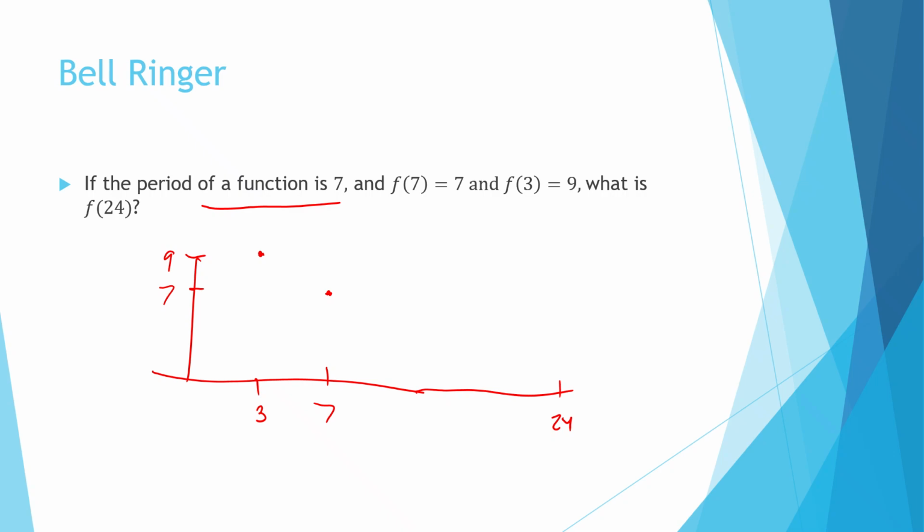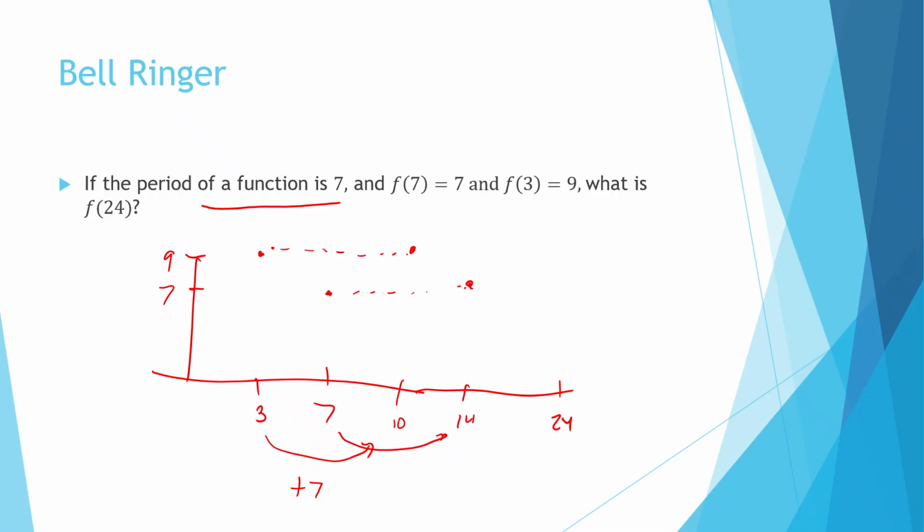One thing that we know about periodic functions is that if you take that x value of 3, and you add or subtract any multiple of the period, like let's say we add one period, which is 7, to get 10, f of 10 is also going to be 9. Likewise with f of 17 and so on and so forth. Same thing with 7, right? If we go one period to the right at 14, that's going to have a y value of 7. It's going to be the same y value when it's exactly 1 or 2 or 3 or -1 periods apart.